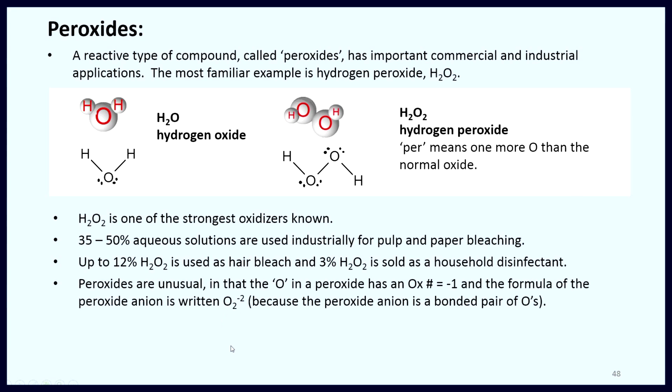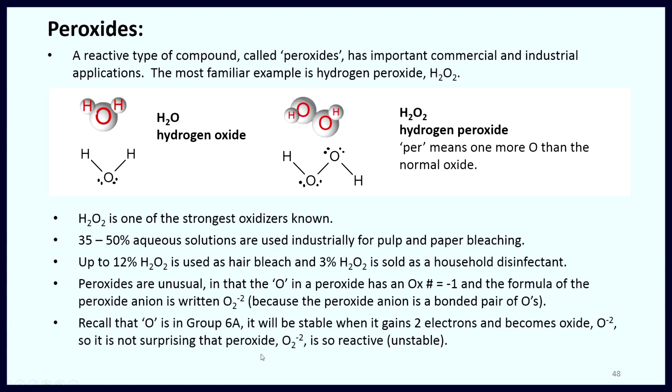Now, peroxides are indeed unusual in that the oxygen in a peroxide has an oxidation number of only -1. And so the formula of peroxide is written as O2 negative 2. That's because the peroxide anion is bonded as a pair of oxygens, and they always occur together or it's not a peroxide, so we write them as O2 with a charge of negative 2.